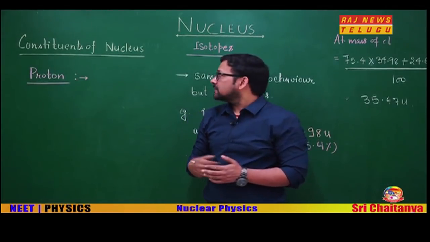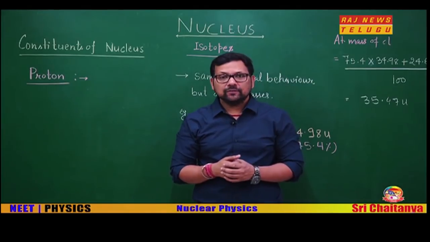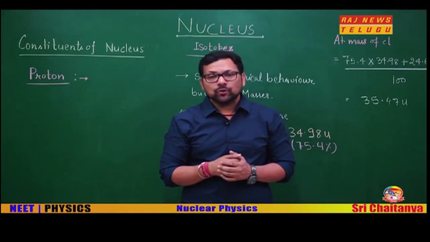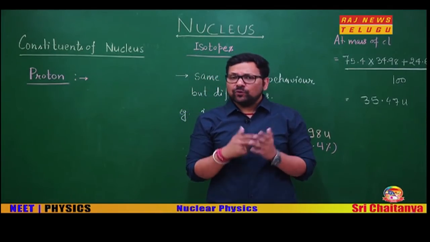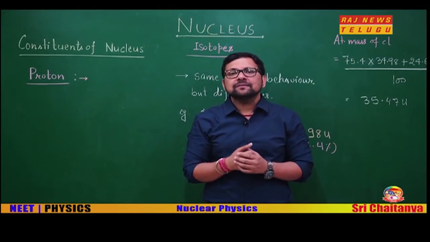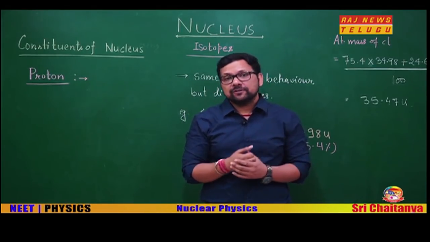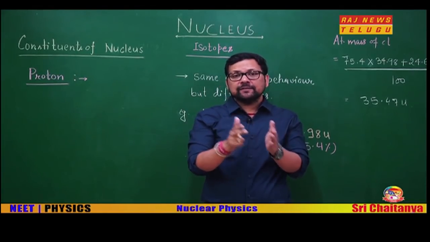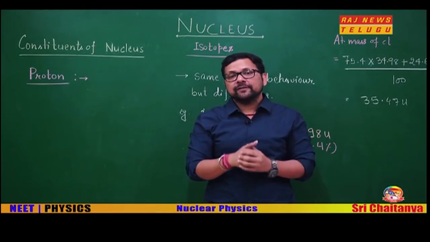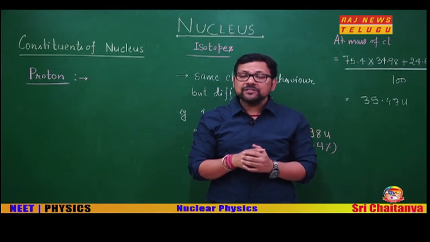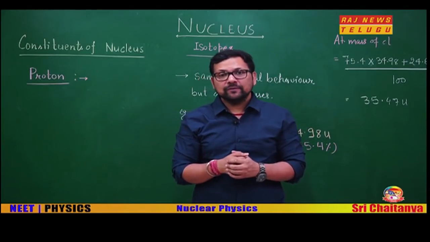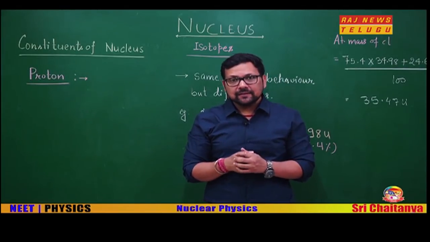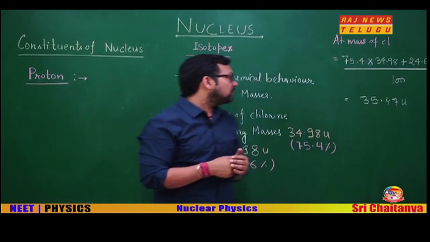Now we will discuss the constituents of a nucleus. What is there inside the nucleus? The very first constituent is the proton. What is a proton? We all know in a very basic manner that a proton has a positive charge. There is a mass also, but those are the properties of the proton. But the question is, what exactly is a proton? Why is it inside the nucleus? To understand this, we will first start with the concept of isotope.